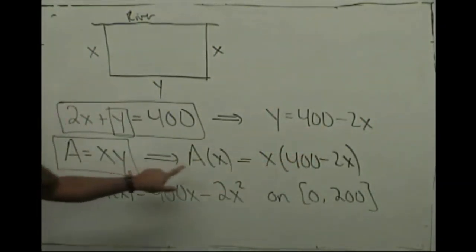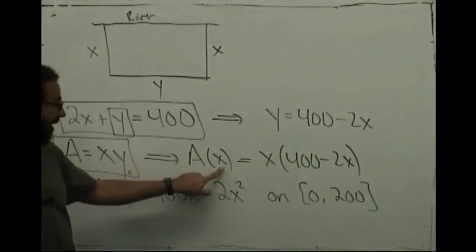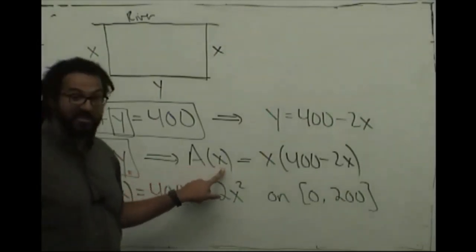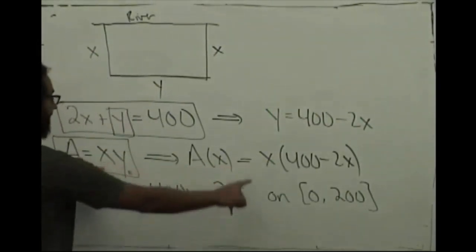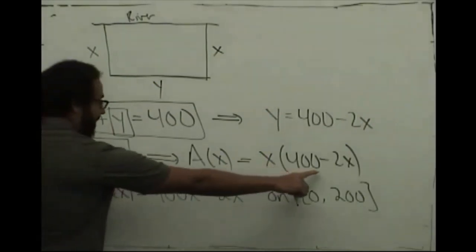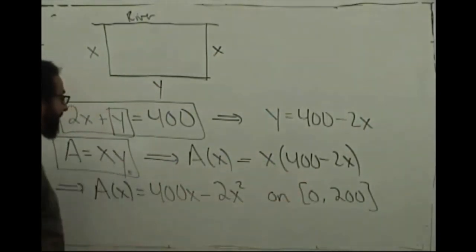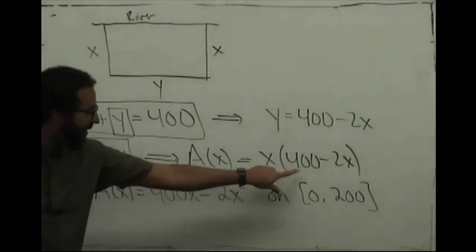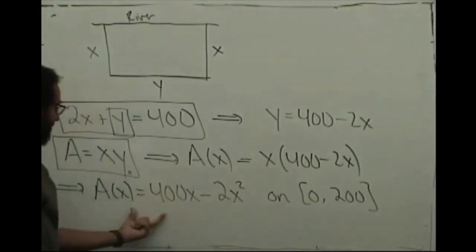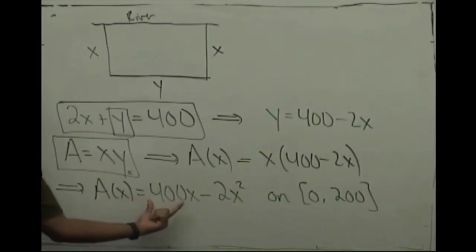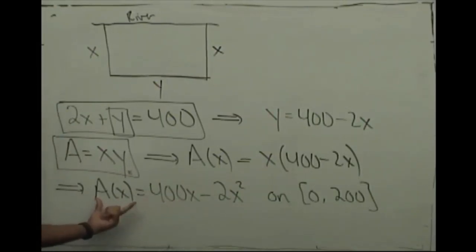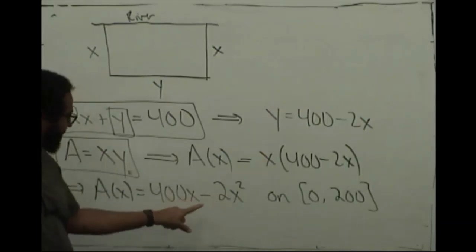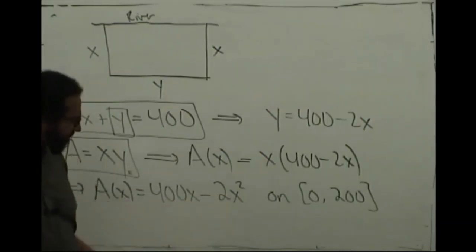So now area as a function of the single variable x is just x times y, which is x times 400 minus 2x. So we don't have to use the product rule, I'm just going to distribute. So A of x, the area function, is just 400x minus 2x squared.